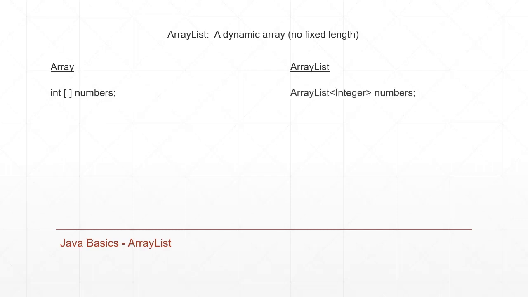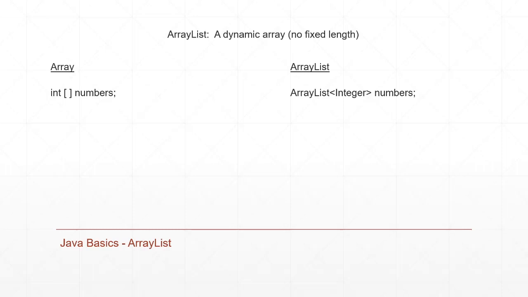With an ArrayList, you do it kind of similar. You have a variable, the type is ArrayList, and in the brackets, that's the less than and greater than sign brackets, you tell it what type of variable you're going to have. And then the actual variable name is on the right.